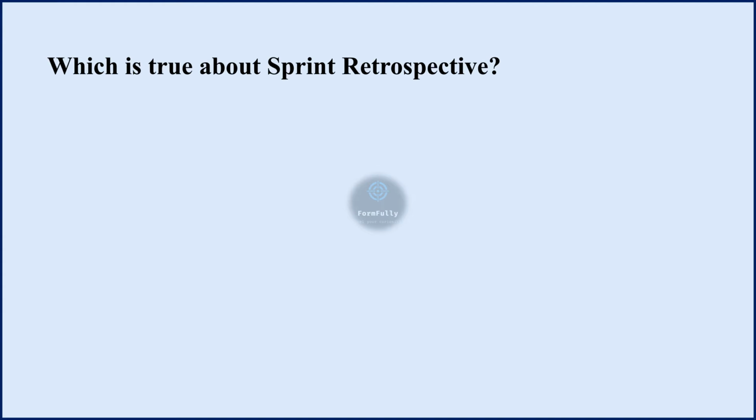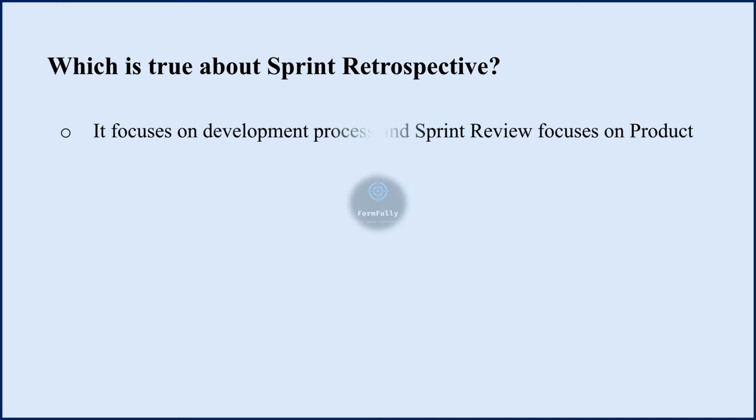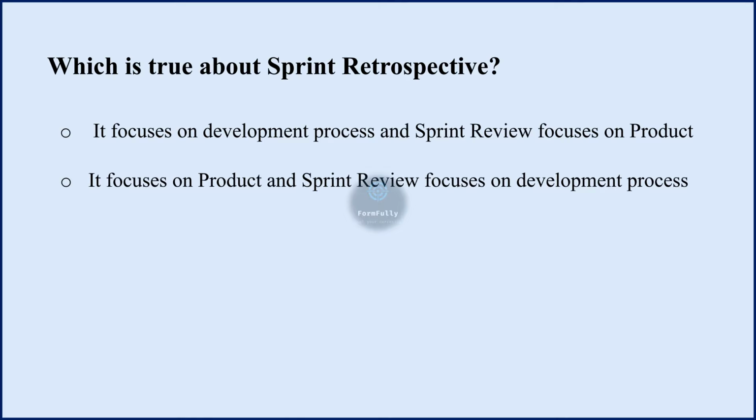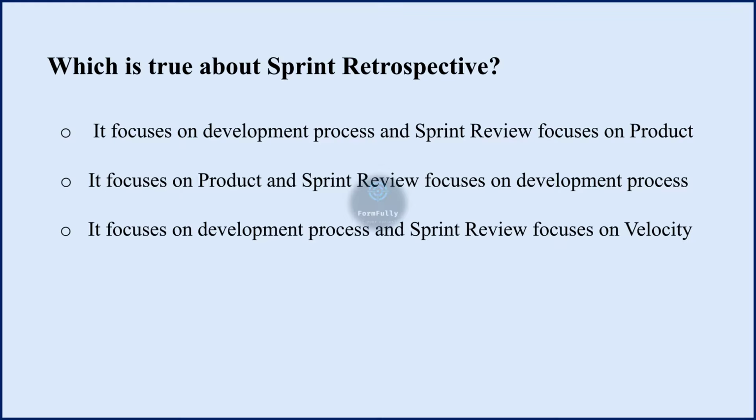Which is true about sprint retrospective? Options are: Option 1, it focuses on the development process and sprint review focuses on product. Option 2, it focuses on product and sprint review focuses on the development process. Option 3, it focuses on the development process and sprint review focuses on velocity. And the correct statement about sprint retrospective is the first option.